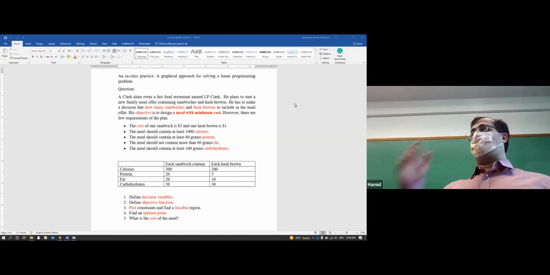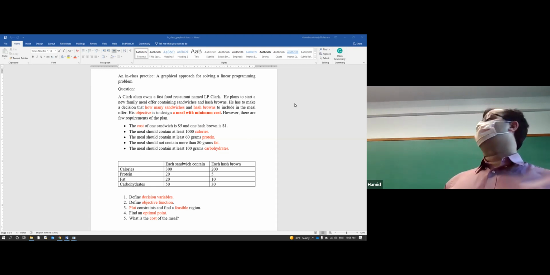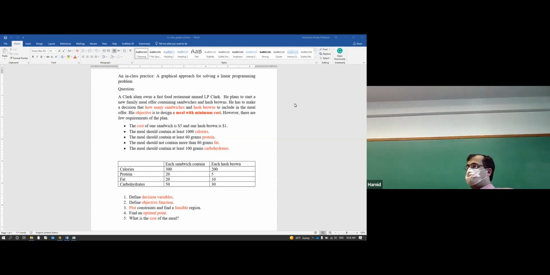So in order to offer this meal plan, Clark has some policies in terms of how many calories, protein, fat, and carbs it should have. So given that Alan wants to pass all of the requirements, he also wants to have the minimum possible cost. So we should prescribe a solution for Alan to maximize his profit, which means minimizing the cost. I give you a few minutes, then I go to the solution.